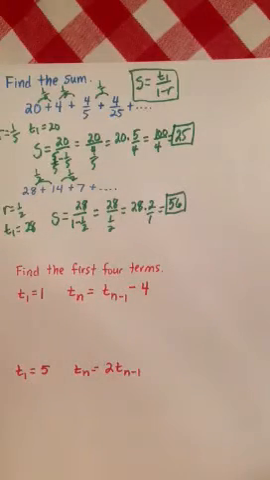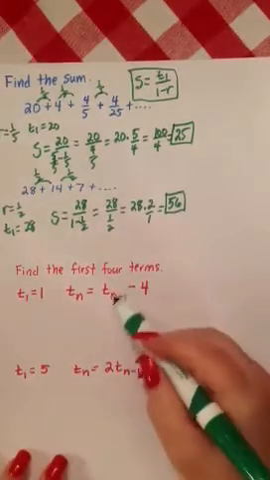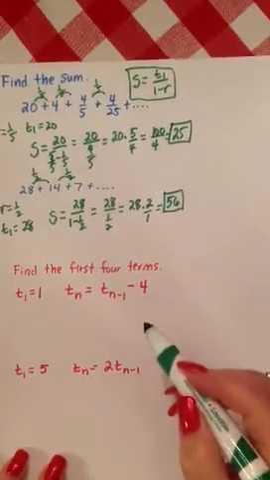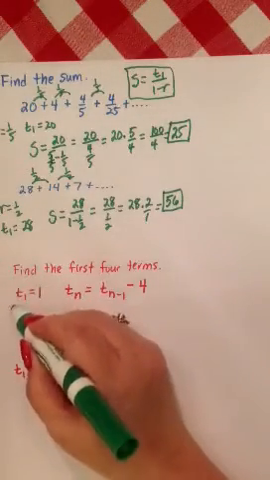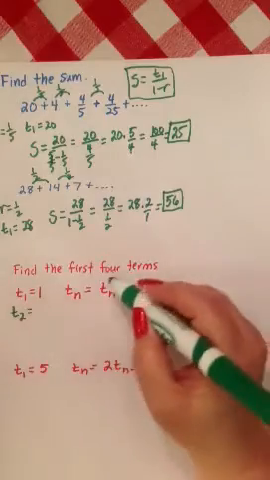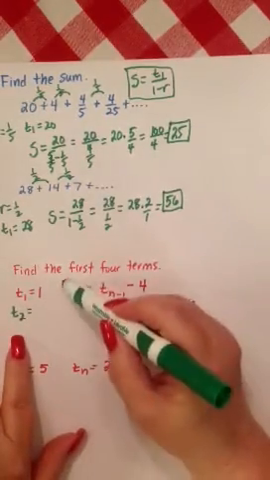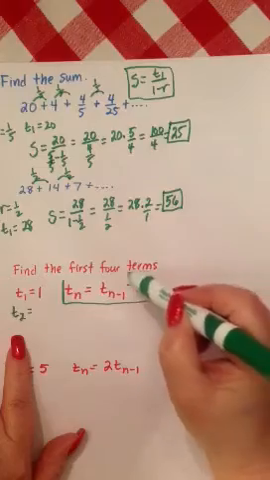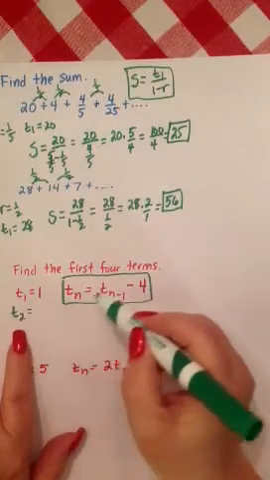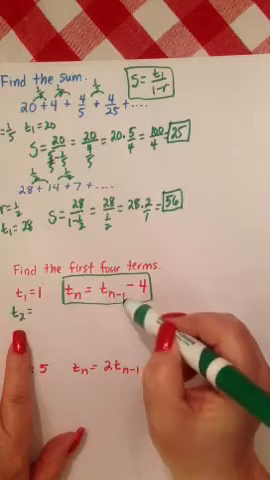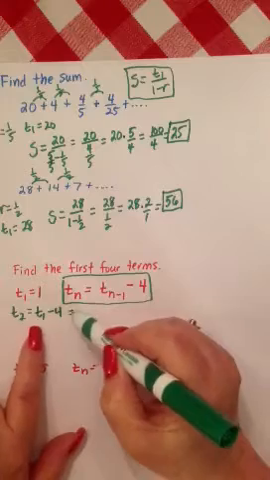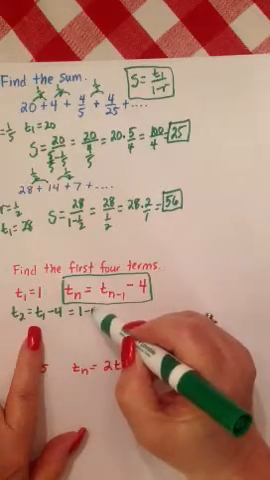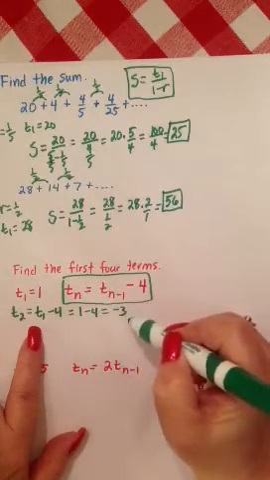Alright, the next part, it says find the first 4 terms, and these are the recursive problems. I know they're recursive because they have that t sub n minus 1. So they said find the first 4 terms. Well, I already know the first term is 1, so the second term would be, you just let n be 2. So this is your formula right here. Okay? So t sub 2 is equal to, t sub 2 minus 1 would be t sub 1 minus 4. So t sub 1 is 1, and 1 minus 4 is negative 3.